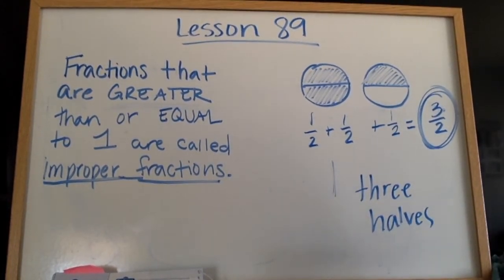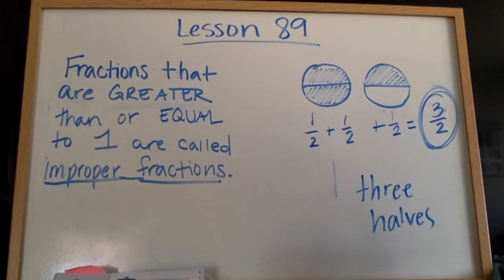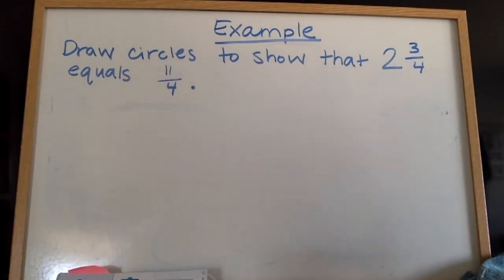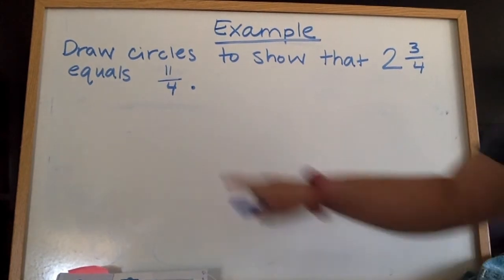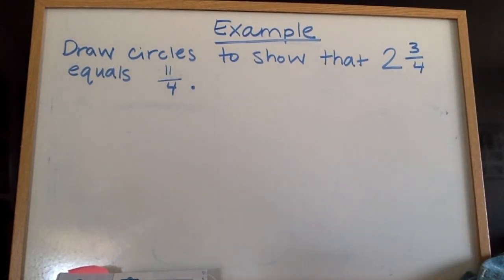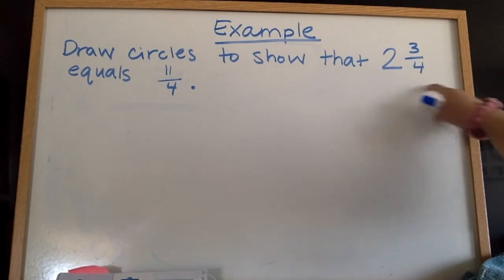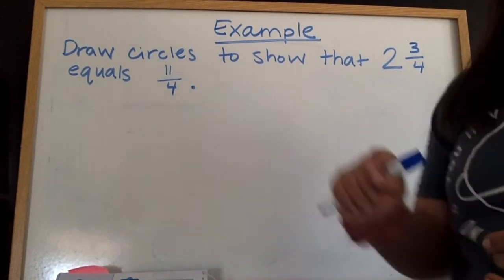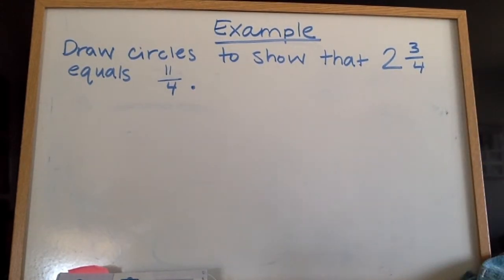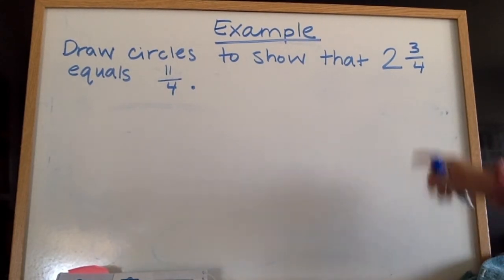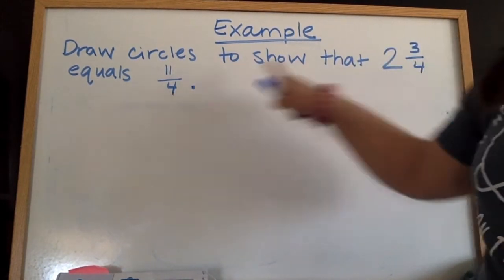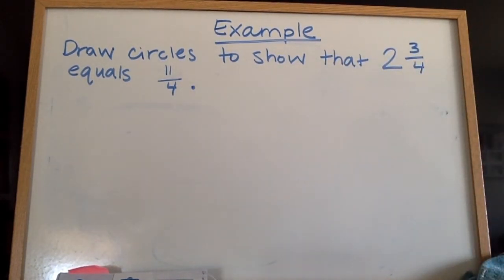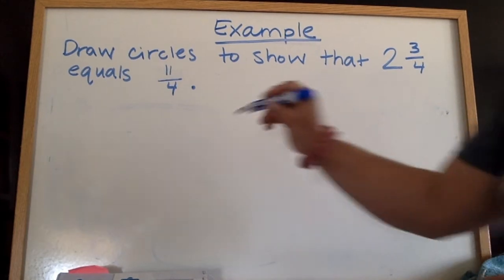Now I'm going to go over the example that they give you in the book underneath this. This example tells us to draw circles to show that 2 3/4 equals 11/4. So we have to show that this mixed number right here equals this improper fraction. So I'm going to start out by drawing the circles, and if I look at the denominator in this problem, they both have a 4 in the denominator. So I'm going to split my circles into fourths.